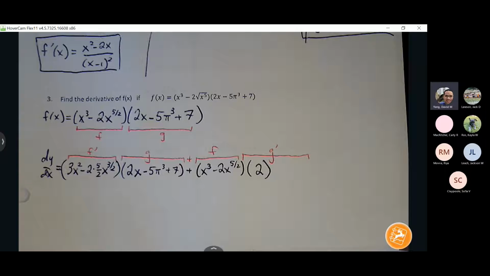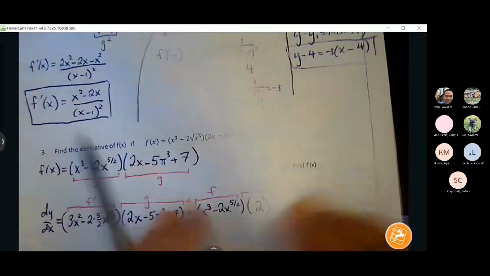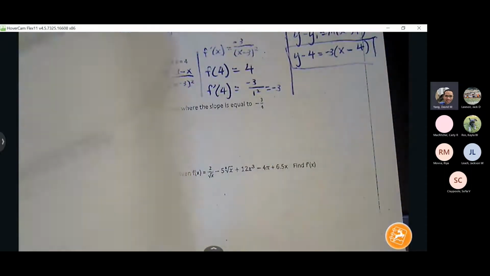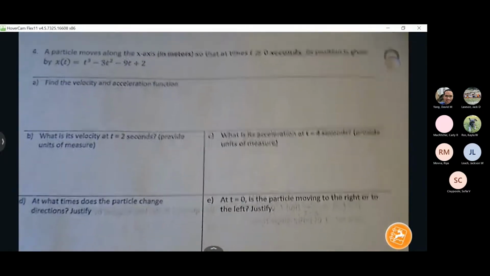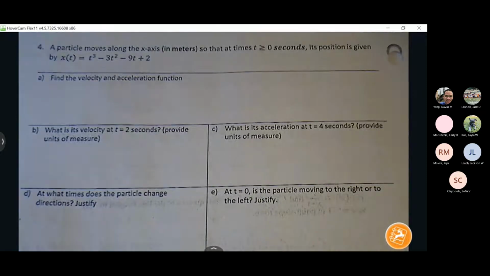Okay, second page. We'll just leave it like that. You like this? Yeah. I'm gonna ask.